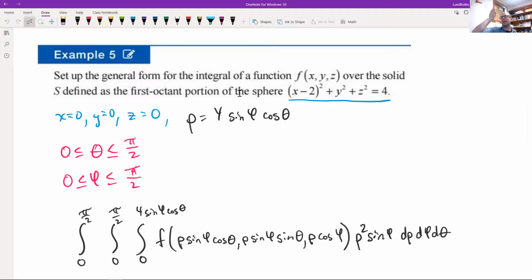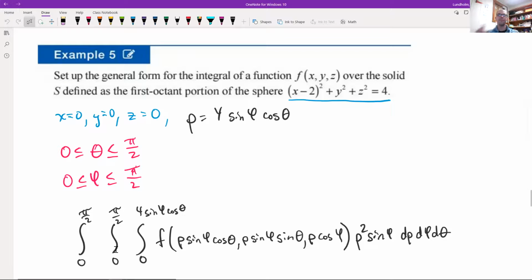And then if we're remaining in the first octant, the value of phi is going to start from 0 and go down to pi halves. So we've already got some nice measurements there for our angles on the outside: 0 to pi halves in both cases, for theta and for phi.